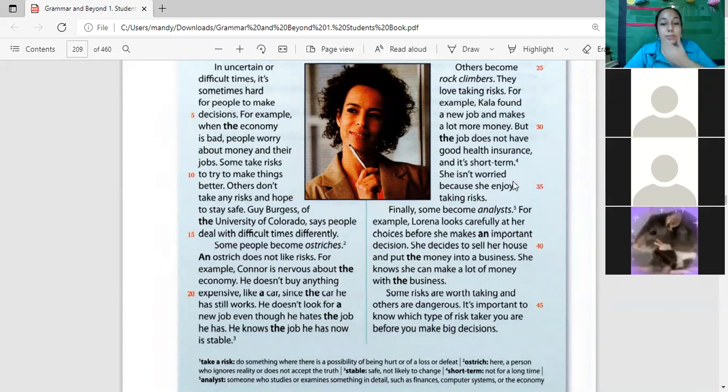So let's see. You are a rock climber, you are an analyst, or you are an ostrich. So you decide. What kind of person do you consider you are? Write the answer or your decision in the chat, because some of us are persons that take risk, but not all, because maybe we are shy or maybe we are scared of different decisions, etc.